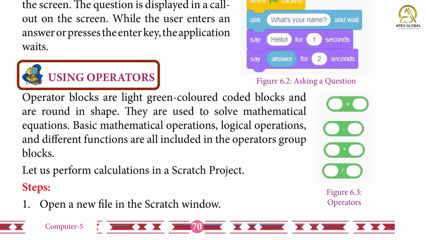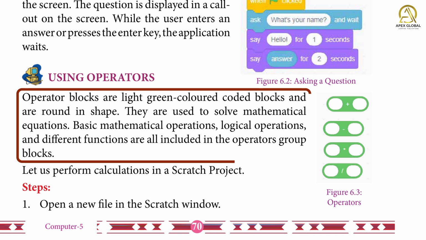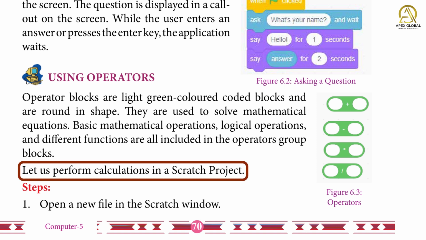Using operators. Operator blocks are light green color coded blocks that are round in shape. They are used to solve mathematical equations. Basic mathematical operations, logical operations and different functions are all included in the operator group blocks. Let us perform calculations in a Scratch project.